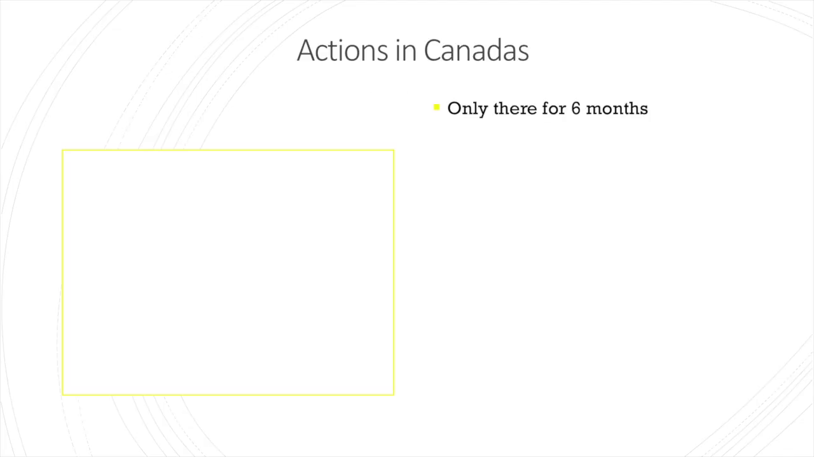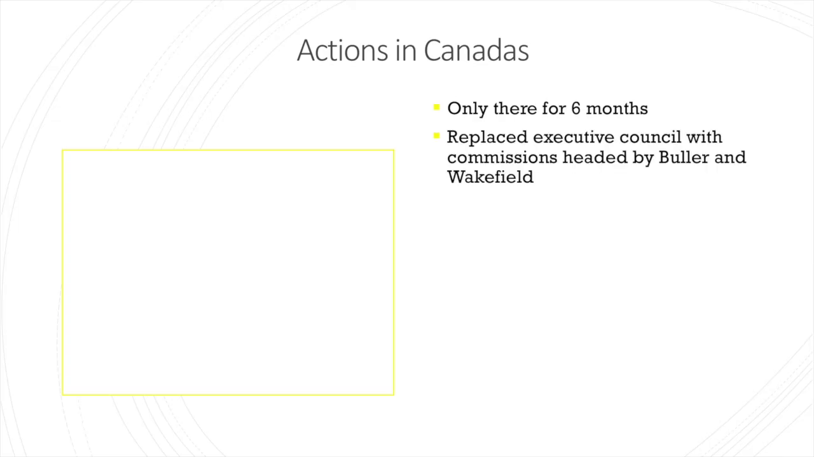So what did he do in Canada? Well, he was only there for 6 months, but we cannot assume that just because he was there for a short period of time that he was not able to have an impact on Canada, because that was not the case. Okay? First thing he did was he replaced the Executive Council with his own commissions and with his own men, headed by members of his entourage like Charles Buller and Edward Gibbon Wakefield.